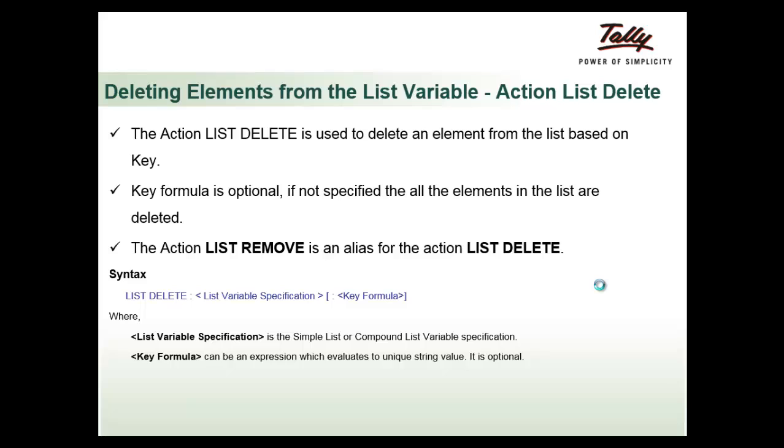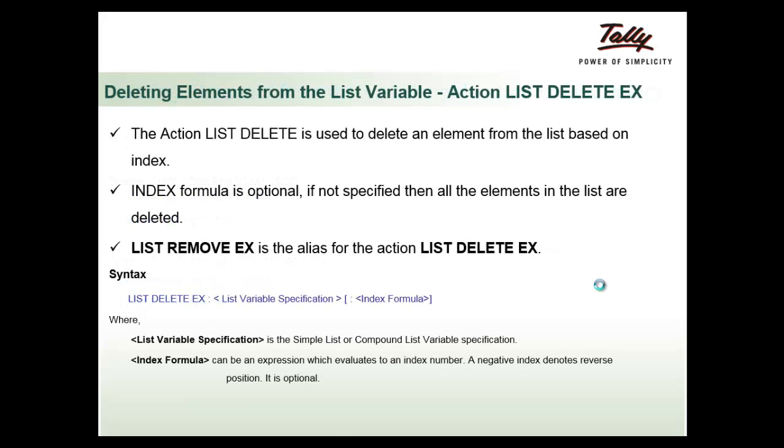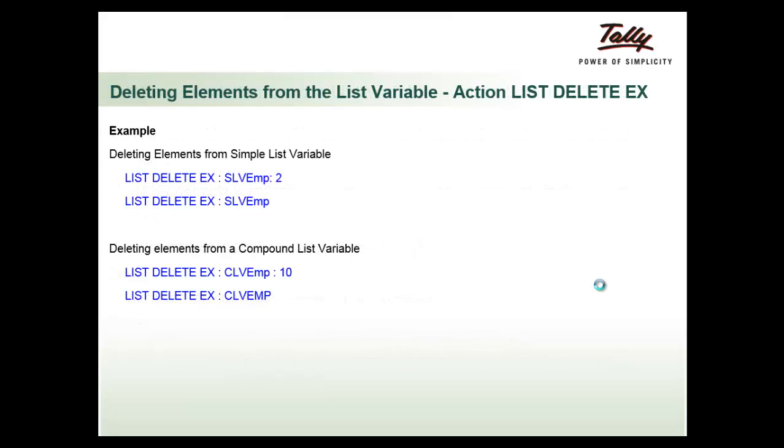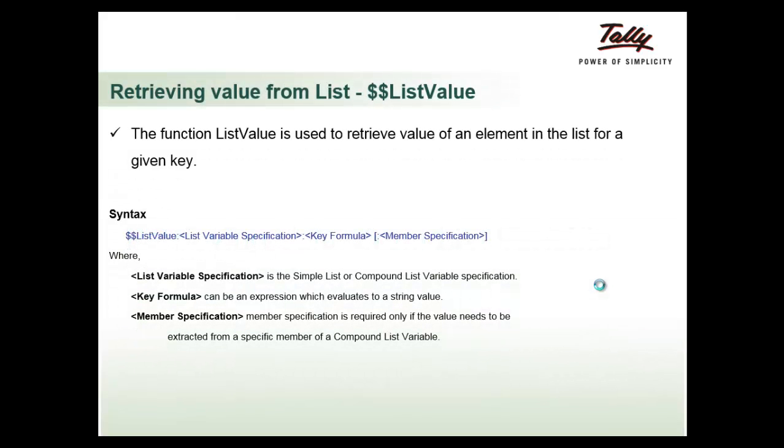And then we went to list variable deletion, that the action list delete is used to delete elements of the list variable based on the key formula. If you have not given a key formula, the entire list variable gets deleted. And action list delete x, with the help of which you can delete the elements based on index, and in the absence of index, the entire list variable gets deleted. Then we saw how to retrieve values from list variable, starting with list value.